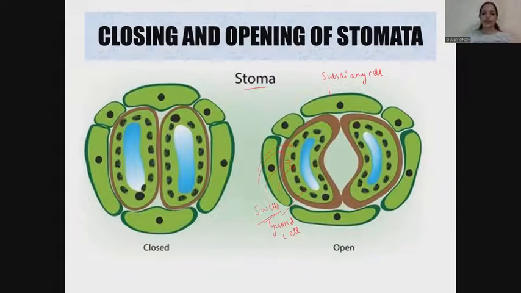Now coming to the second one, the closing of the stomata. Again see, when the water comes out of these guard cells, just look at these arrows, the guard cells shrink. It was like this when it was open. When the water flows out of these guard cells, they shrink and the pore gets closed. And when the pore is closed, there will be no exchange of gases.